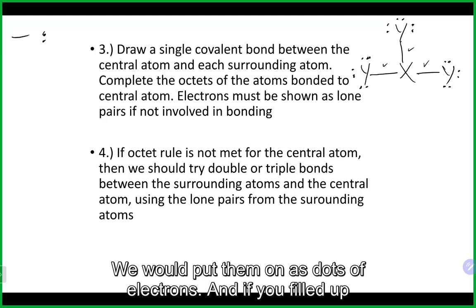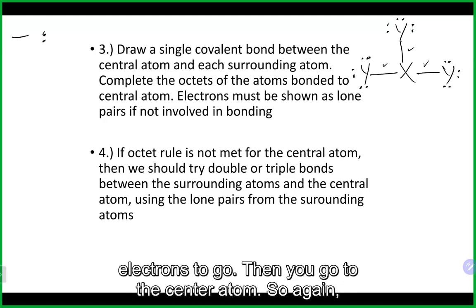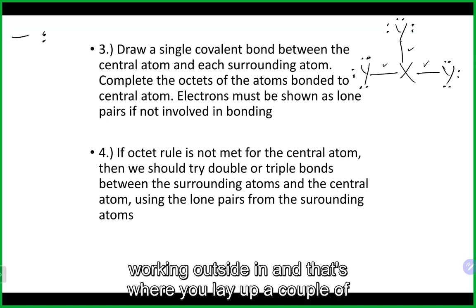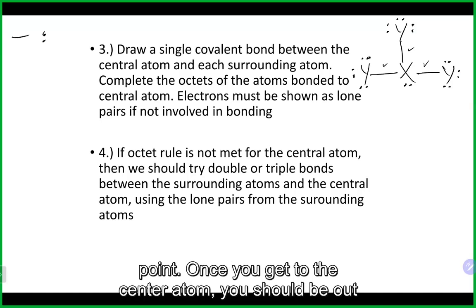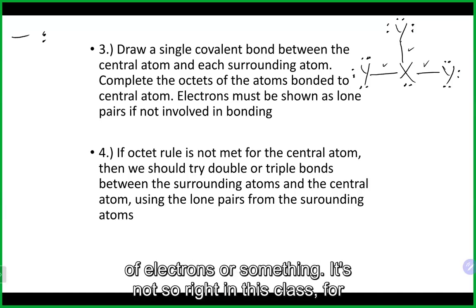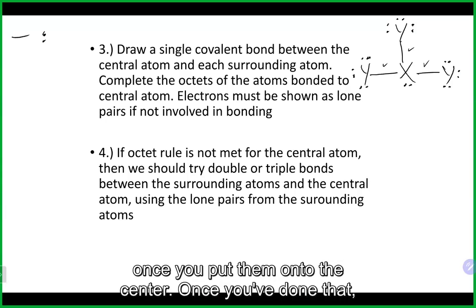And if you filled up all the outside atoms with pairs of electrons and you still have electrons to go, then you go to the center atom. So again, working outside in, you put the dots on as pairs of electrons. At this point, once you get to the center atom, you should be out of electrons, or something's not right. You definitely should be out of electrons once you put them onto the center.